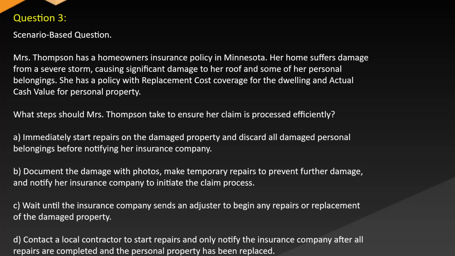A. Immediately start repairs on the damaged property and discard all damaged personal belongings before notifying her insurance company. B. Document the damage with photos, make temporary repairs to prevent further damage, and notify her insurance company to initiate the claim process. C. Wait until the insurance company sends an adjuster to begin any repairs or replacement of the damaged property. D. Contact a local contractor to start repairs and only notify the insurance company after all repairs are completed and the personal property has been replaced.